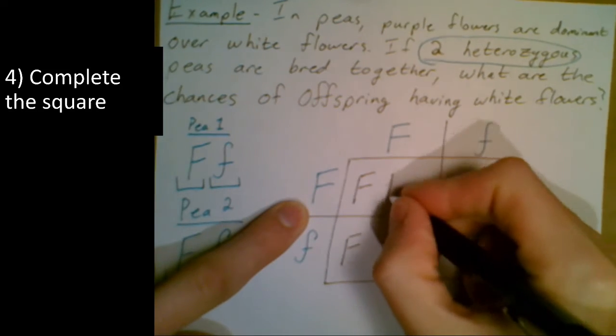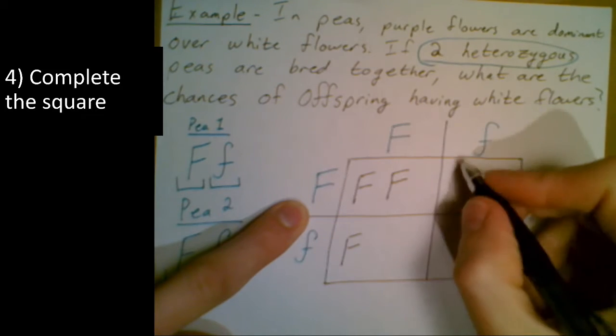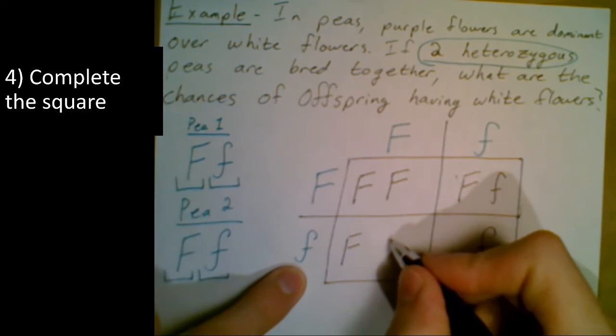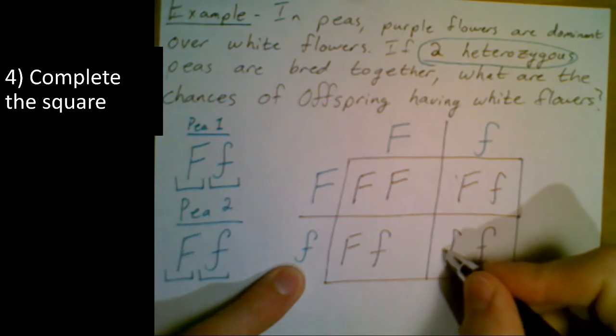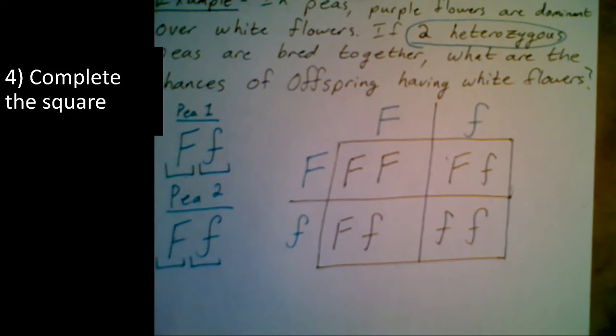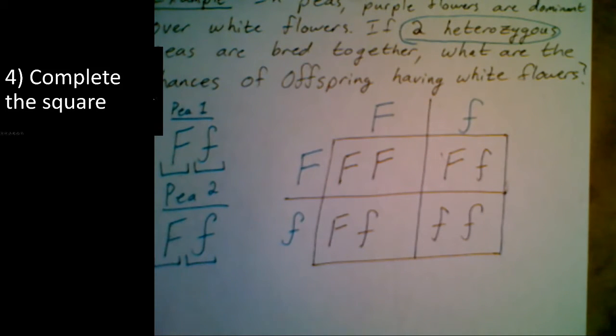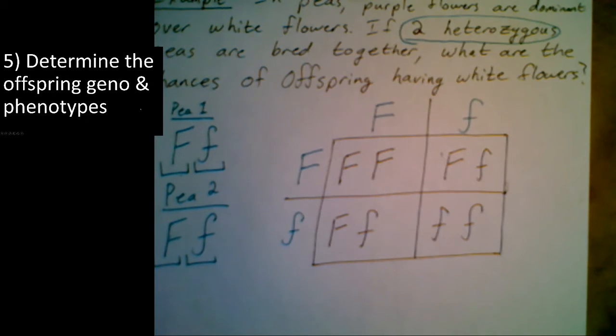So capital F goes here, capital F goes here, lowercase f goes here, lowercase f goes here. That's how we complete the square. So now what we need to think about is, what does this stuff actually mean?